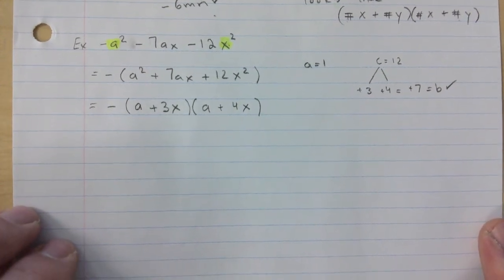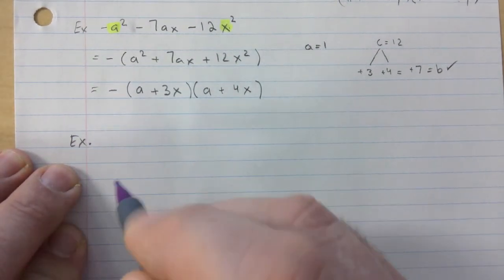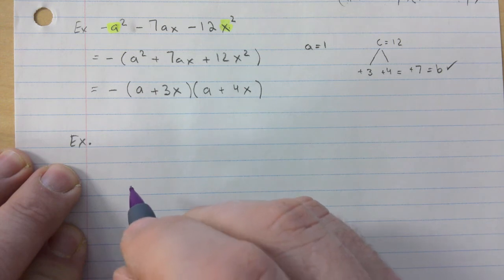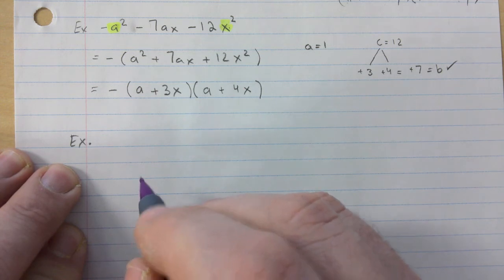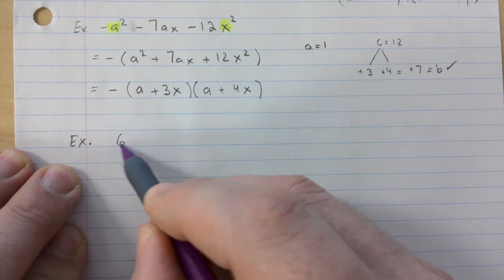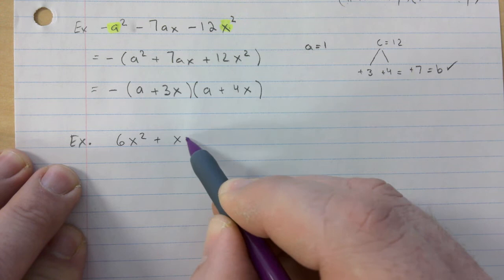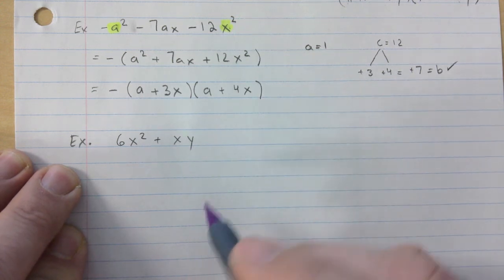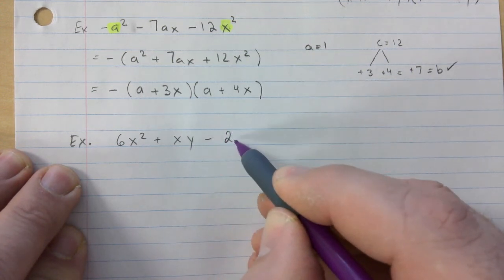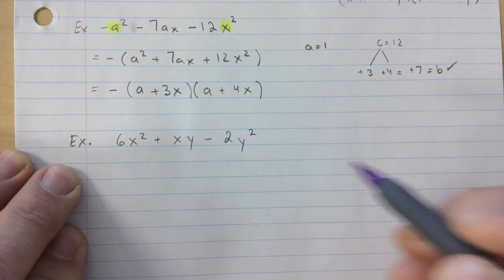So let's do one where a is not equal to 1. So let's say I give you this one, 6x squared plus xy minus 2y squared.